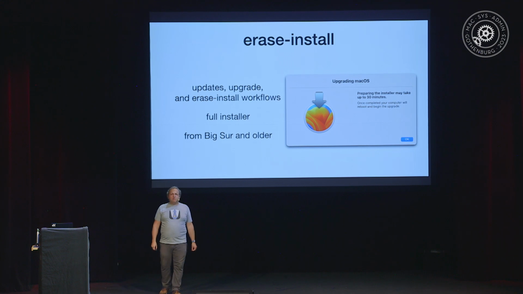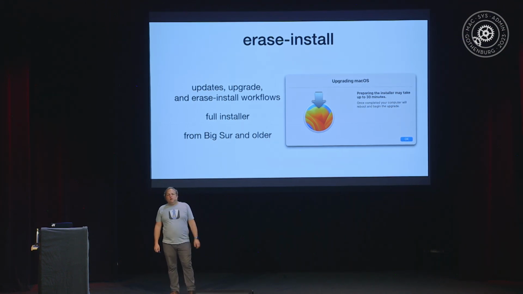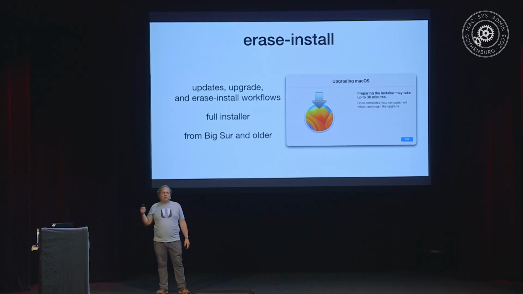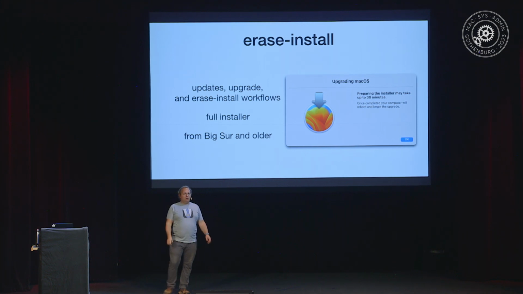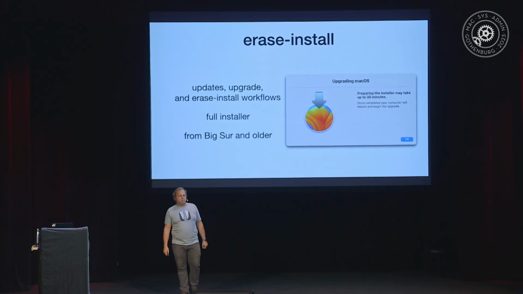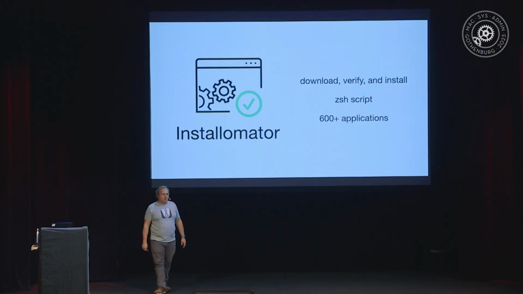Graham Pugh's erase-install script, poorly named because it can be used for non-destructive upgrades and updates, as well as erase install workflows. Goes a different approach. It always downloads the full installer, makes it a bit slower and more unwieldy, but more useful, especially with really old versions of macOS. And when you're updating and upgrading, you might be working with some really old versions in some deployments. Check out erase-install. The workflow might work better for you.